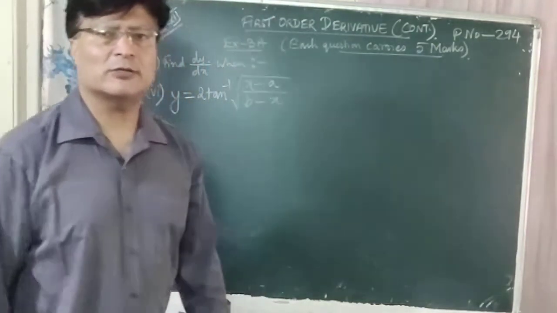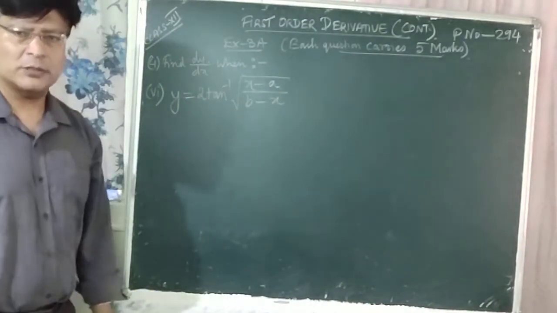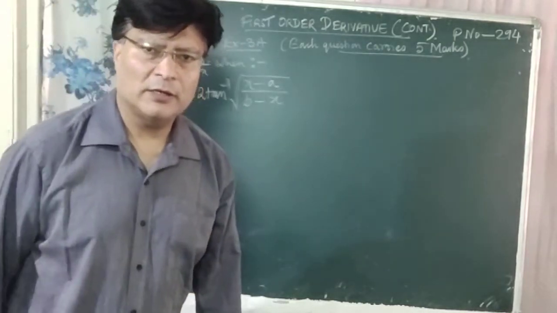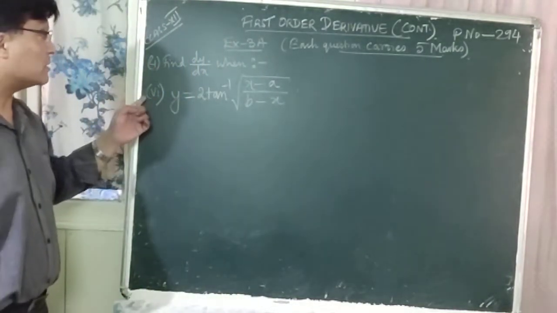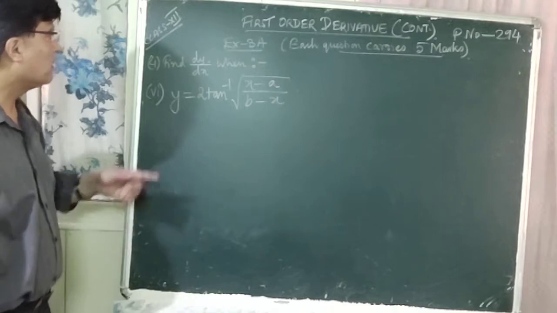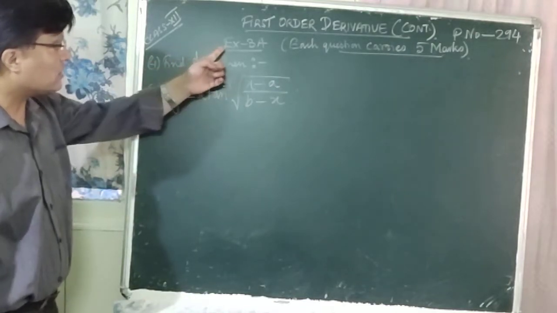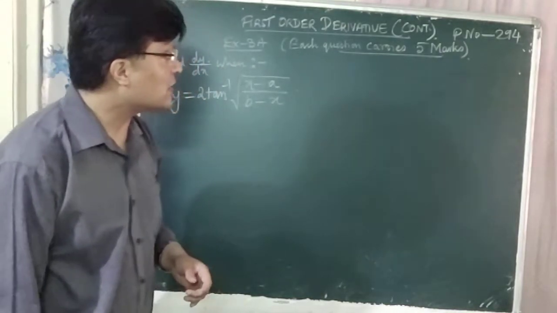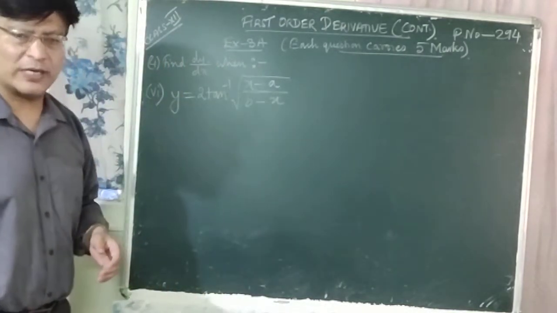In the last class also we were doing some problems. We did up to problem number 4, number 5. So let's do from problem number 6 today. This is from the same exercise 3A. Each question carries 5 marks and it is page number 294.